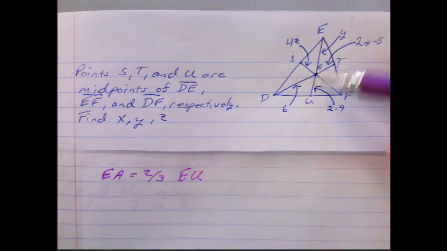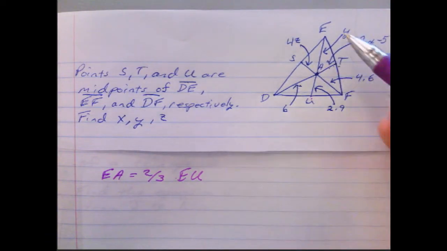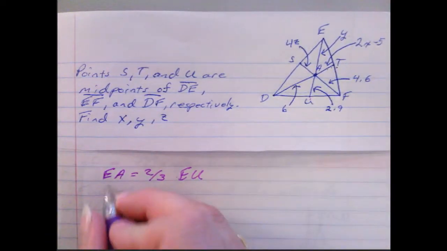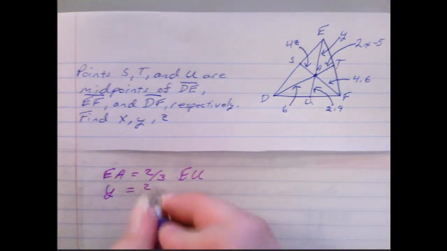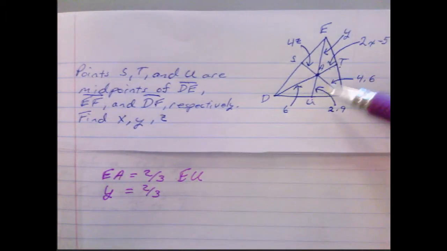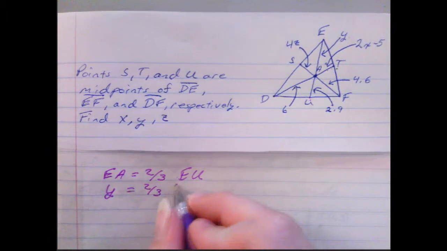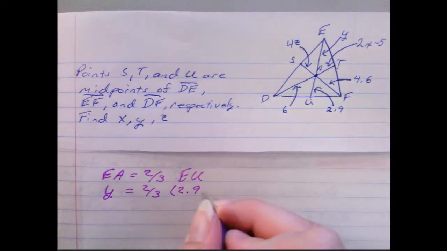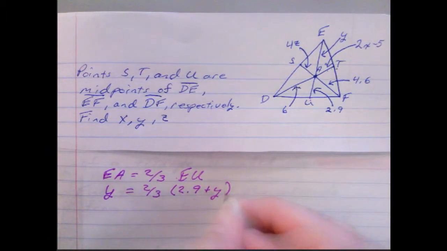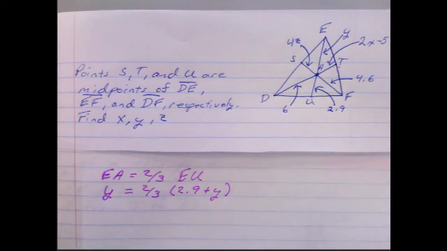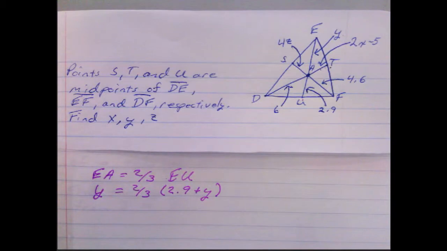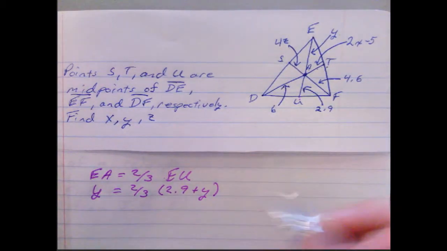Okay, EU is this whole piece. Alright, so let's plug in what we know. EA is Y. So Y equals 2/3. EU, we're going to add those pieces together. So 2.9 plus Y. And then we're just going to solve. Okay, I'm going to go ahead and write out the others before I solve that though.